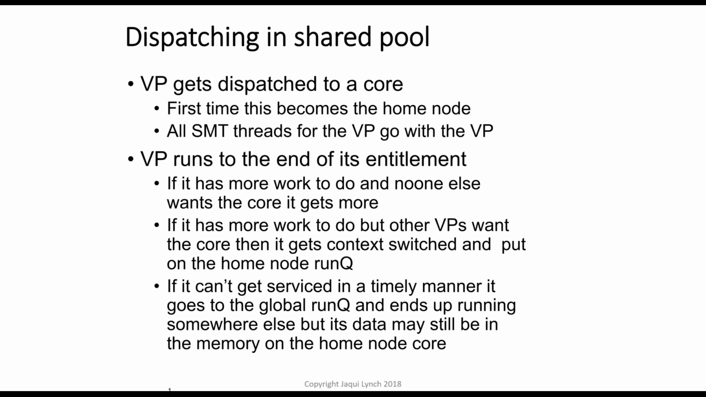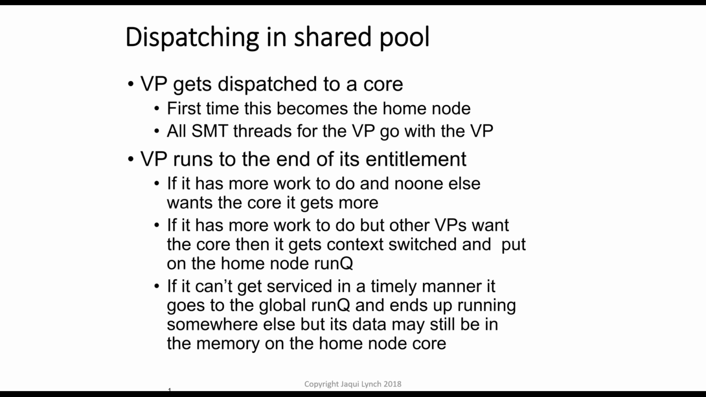The first time that the virtual processor gets dispatched, it will get dispatched to a core, and that core becomes what we call the home node. What that means is that in the future, it will always try to redispatch it to the same core. All the SMT threads associated with that virtual processor go to the same core. You'll never see the threads for a virtual processor running on a different core to the virtual processor. It just doesn't work that way.